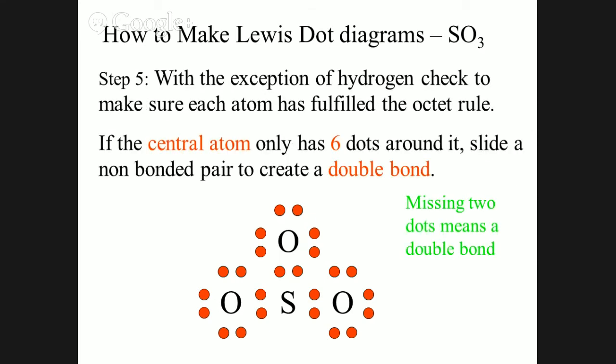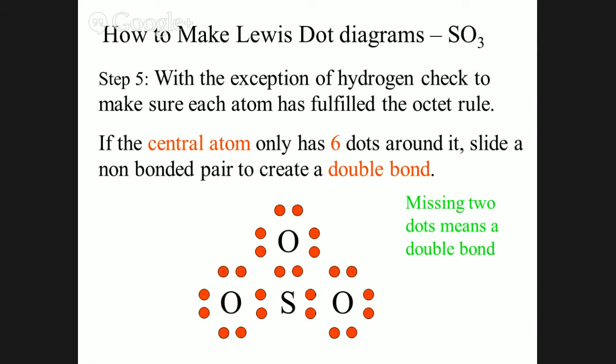So it gets us to step 5. And again, with the exception of hydrogen, we check to make sure each atom fulfilled the octet rule. If the central atom, in this case sulfur, has only 6 dots around it, then we need to slide a non-bonded pair to create a double bond.